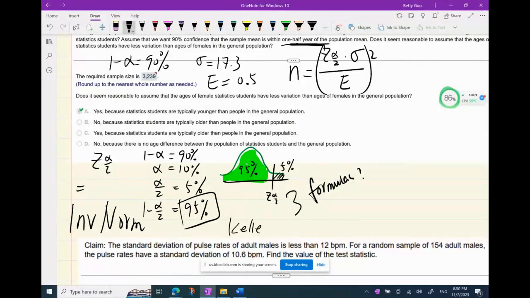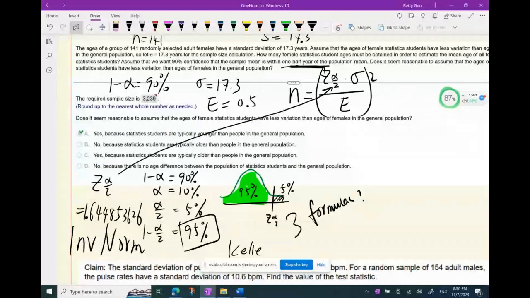How do we round it? Oh, you know what? Don't round it, okay? Keep it as precise as possible. I have this many digits, I'm going to keep them: 1.6448536 26. And you're going to plug in that value here. Multiply by sigma 17.3 divided by E, 0.5, and then raise the answer to the power of 2. And always round up to the nearest whole number, as you see here.